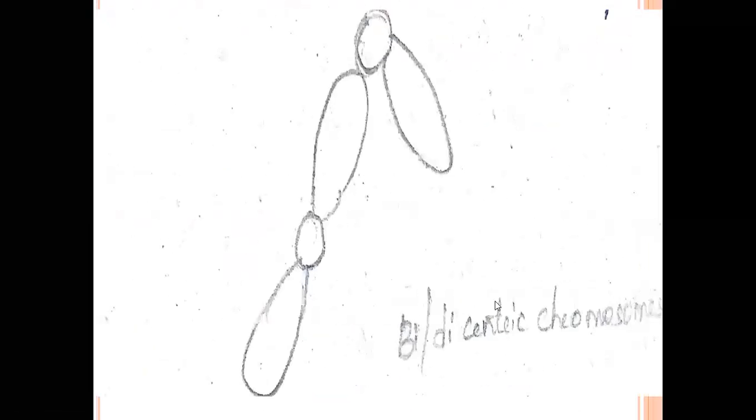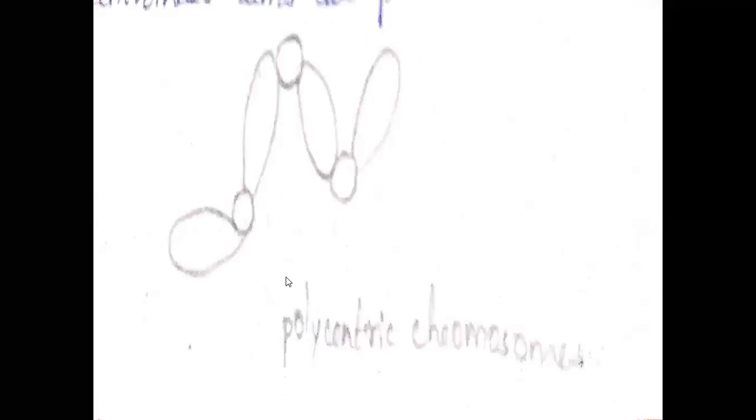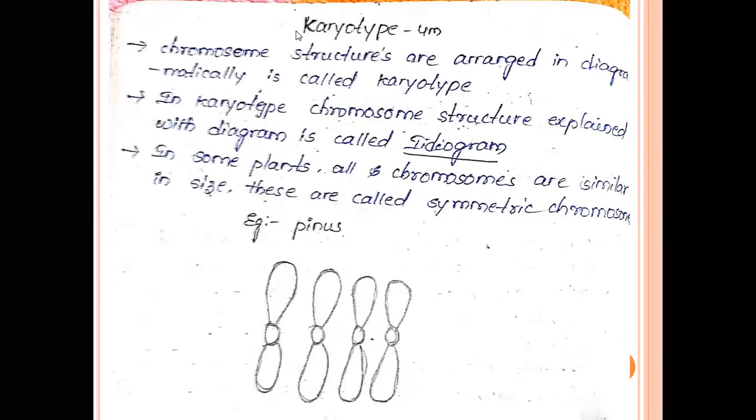Di or bicentric chromosomes. Two centromeres are present on the chromosome, called di or bicentric chromosomes. Polycentric chromosomes. More than two centromeres are present in the chromosome, called polycentric chromosomes. These are the types of chromosomes based on the presence of centromere. Now the next important topic is karyotype.